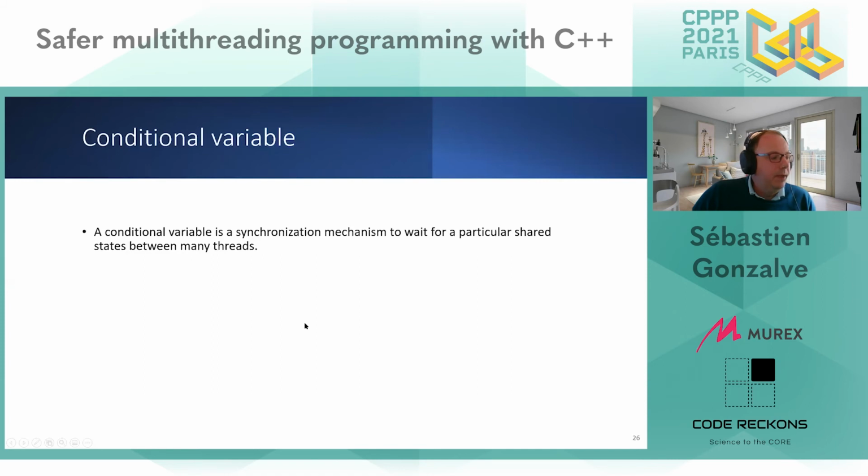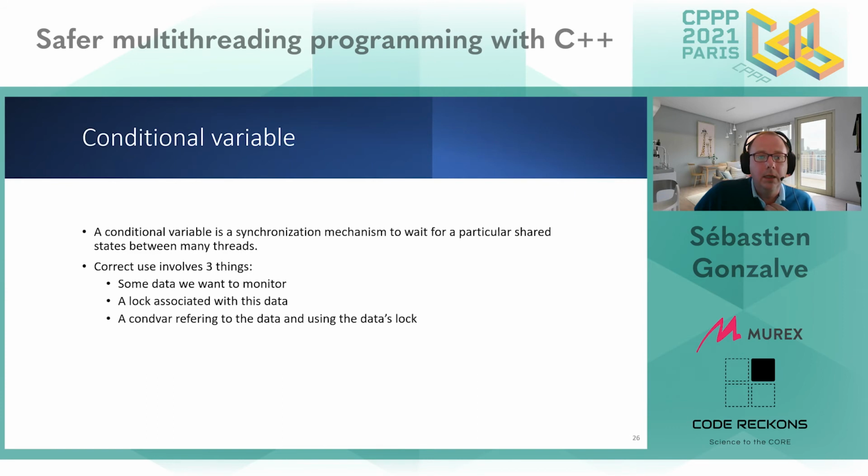So let's come back to synchronization and signaling. Usually we need to signal things between threads. Some thread is performing some computation and needs to tell the next one that its computation is finished. The main tool for doing that is the condition variable. It involves three things. You have a bunch of data you want to monitor. You have a lock associated with that data, and then you create the condition variable that works with both of them.